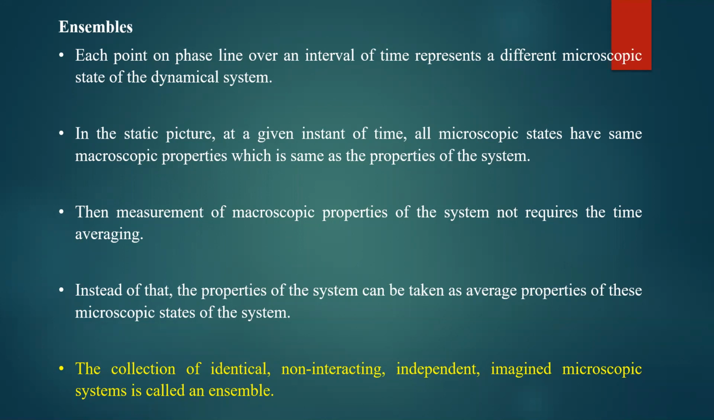For example, take the collection of 100 balls in a room. Say there are 100 tennis balls in the room. That is a system. All tennis balls are identical. They are non-interacting. They are independent. And they are considered to be systems. So this collection of tennis balls is an ensemble. Similarly, a gas system contains gas molecules. Gas molecules are identical. If you take hydrogen gas, all molecules are hydrogen. Hydrogen molecules are identical to one another. They are non-interacting.